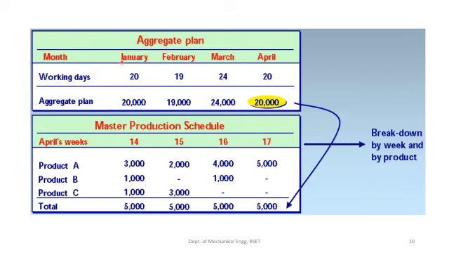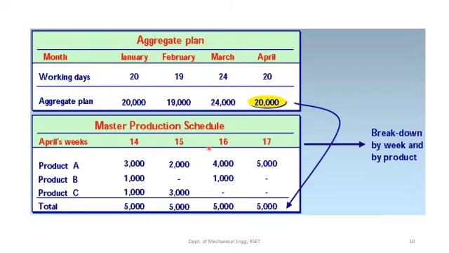Now, when it comes to the master production schedule, these are nothing but specifications of the quantity of products to be produced over a much shorter period of time, say probably a week, and this is a quantity that is specified for a particular product. It is not specified as a quantity of the different kinds of products put together. You can see that April is considered as 4 weeks, the 14th, 15th, 16th, and 17th weeks of the year. Now we have three products, A, B, and C, that are produced in the same plant.